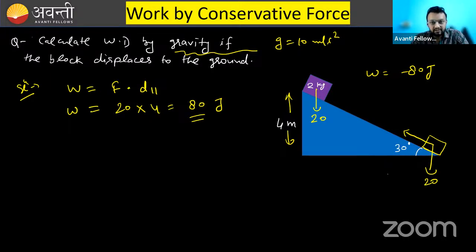Am I too fast or is it okay? Have you got the answer minus 80 for which case? When the block was moved upward. Then what if I say total work done in the round trip? 80 joule in the downward motion, minus 80 joule in the upward motion, then total work done will be 0. That's what we have learned: the work done by the conservative forces in a round trip is 0. So all things are sorted.